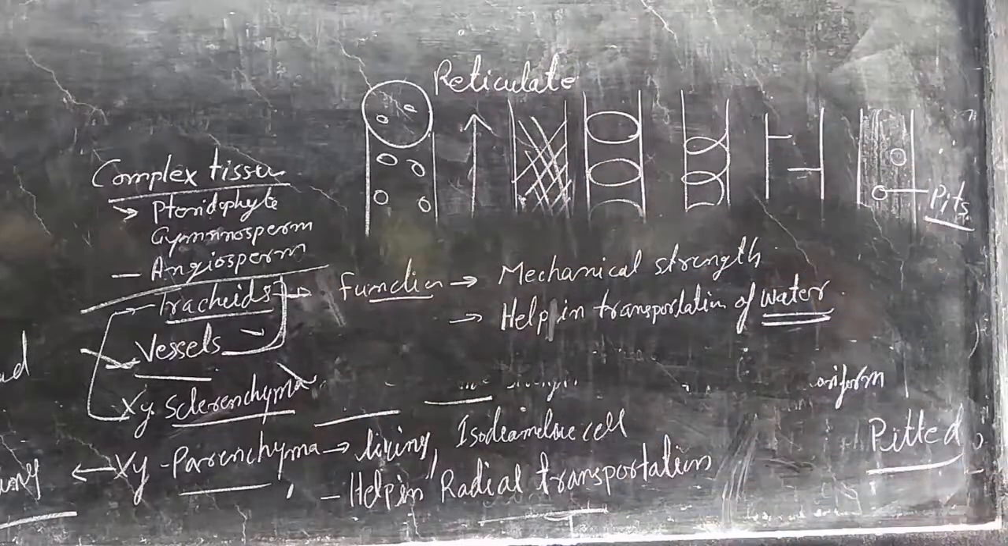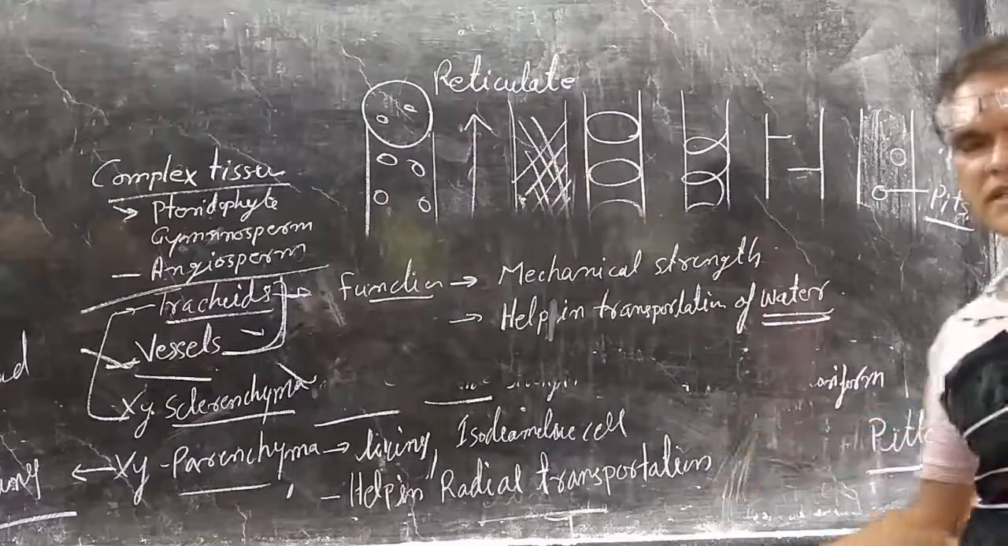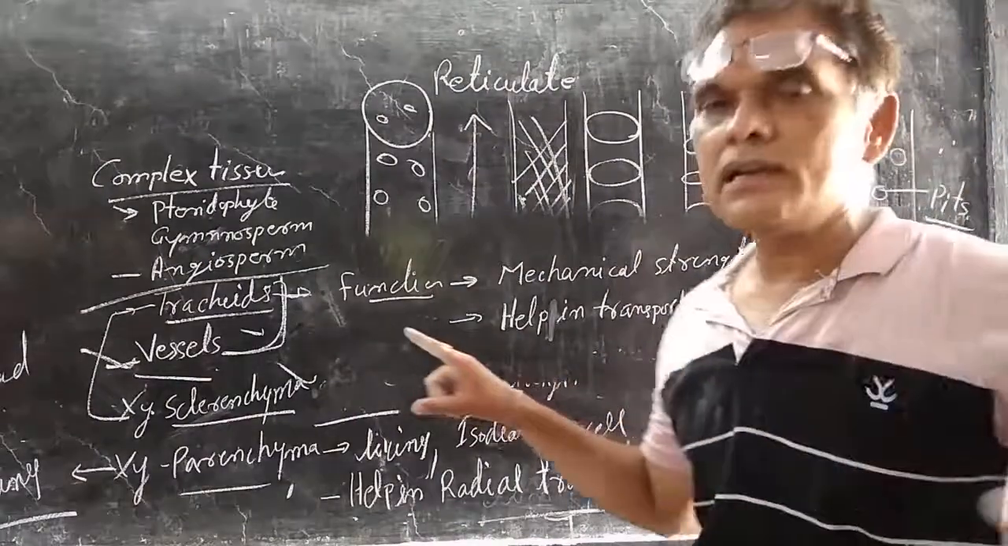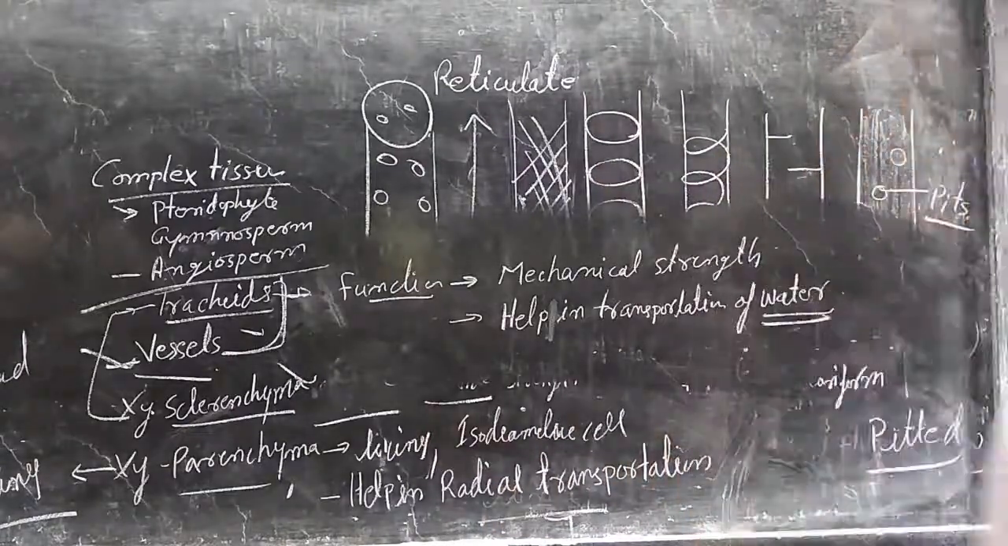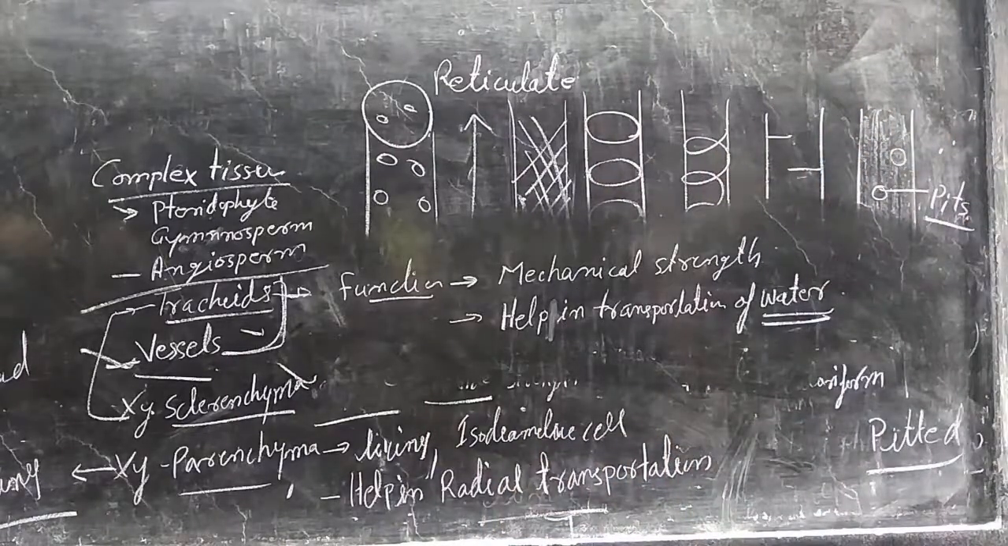Xylem parenchyma cells are isodiametric and their main function is to help in radial transportation towards the lateral direction. So these are the different functions of xylem tissue.